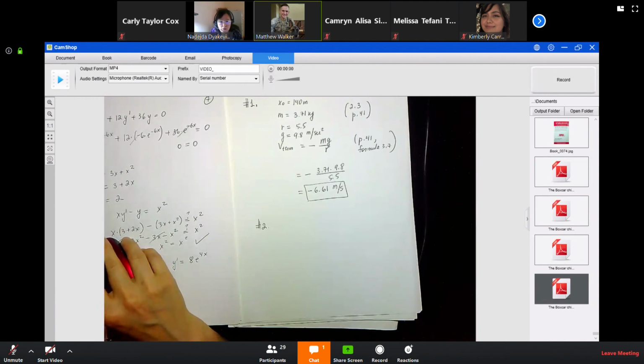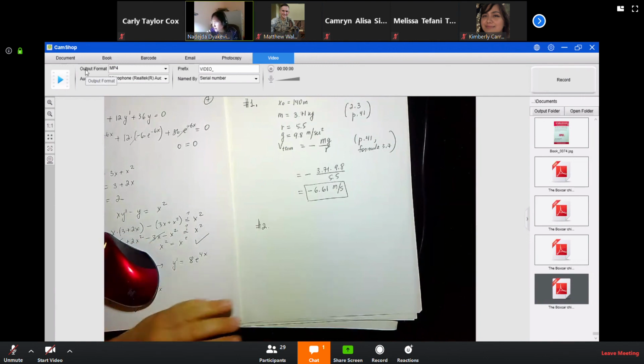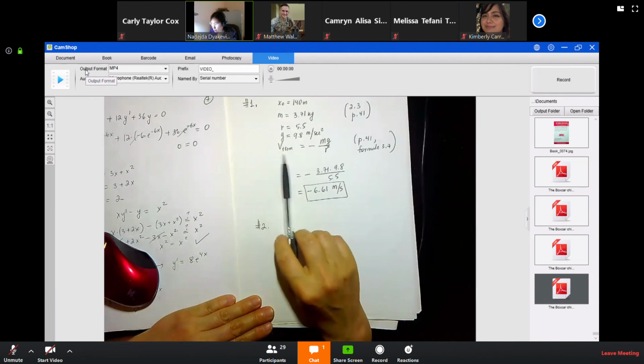I had a quick question just about the final answer. Yeah, what's the question? So would positive 6.61 meters per second be a correct answer as well? Because it's just 6.61 meters per second moving in a downward motion rather than. Yes, I know. So this question came up more than once.